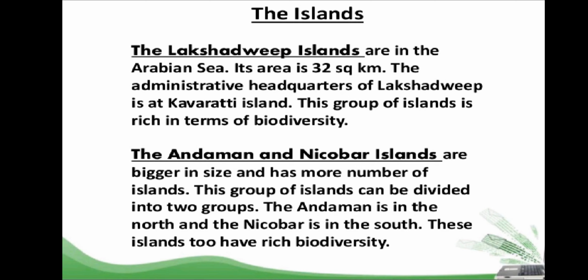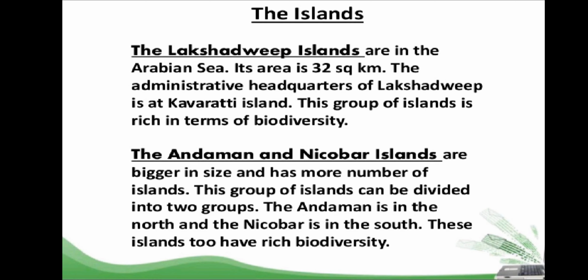Now, if we talk about the Andaman and Nicobar Islands, these are bigger in size and have more islands. This group of islands can be divided into two groups. The Andaman is in the north and the Nicobar is in the south, and these islands too have rich biodiversity. So in the north it is Andaman and in the south it is Nicobar. That's why we call them the Andaman and Nicobar Islands. Now let us discuss in detail the Lakshadweep Islands.